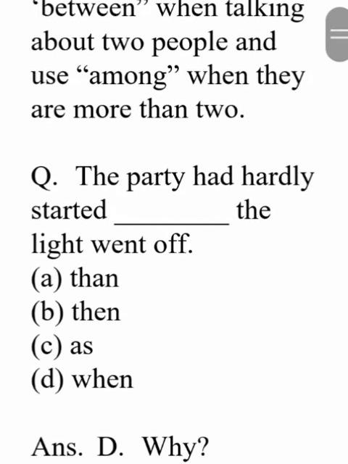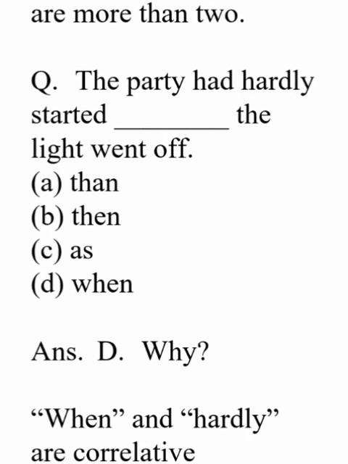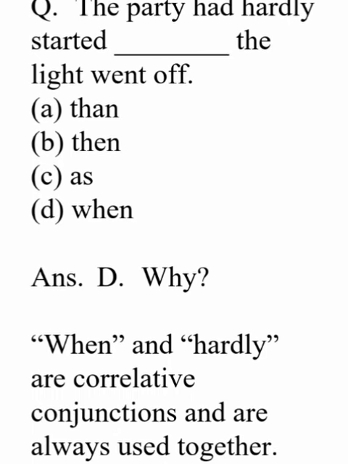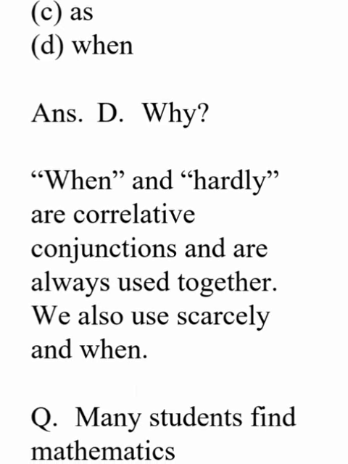Question: the party had hardly started dash the light went off. A. Then. B. Then. C. As. D. When. Answer: D. Why? When and hardly are correlative conjunctions and are always used together. We also use scarcely and when.